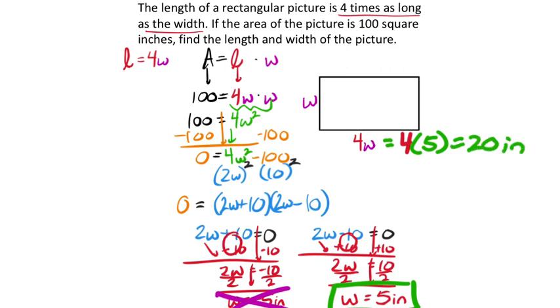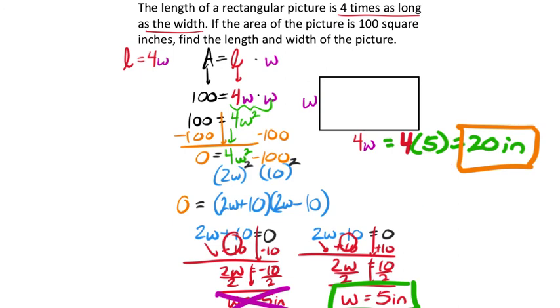Now if I've done this correctly, then I found my length and my width. Does this work though? Well, 20 inches is 4 times 5, so that takes care of the first condition. The second condition says that the area of the picture, which is rectangular, should be 100 square inches. So 20 times 5 is 100, and that checks off both conditions, the only 2 conditions it gave me in this problem. If I didn't get 100, or if the length wasn't 4 times the width, I'd have to go back and redo some things.